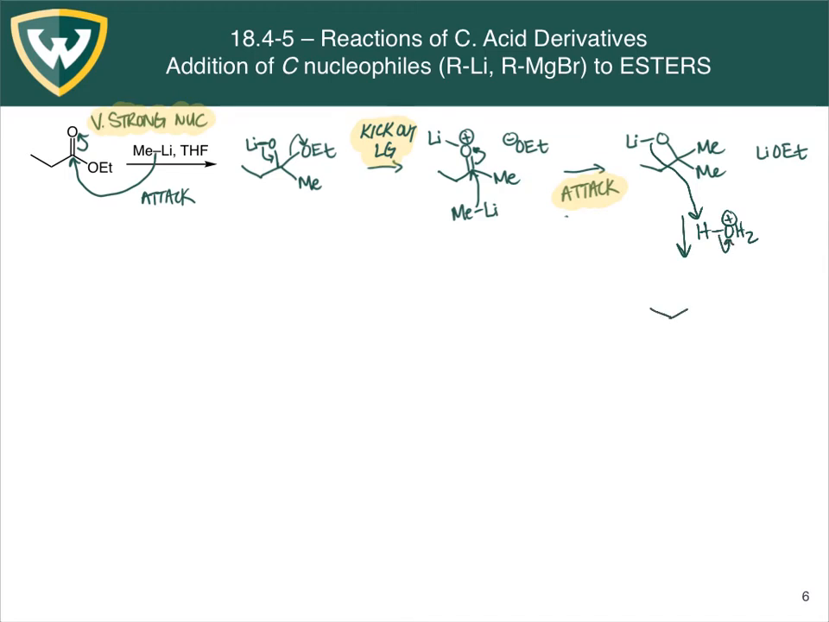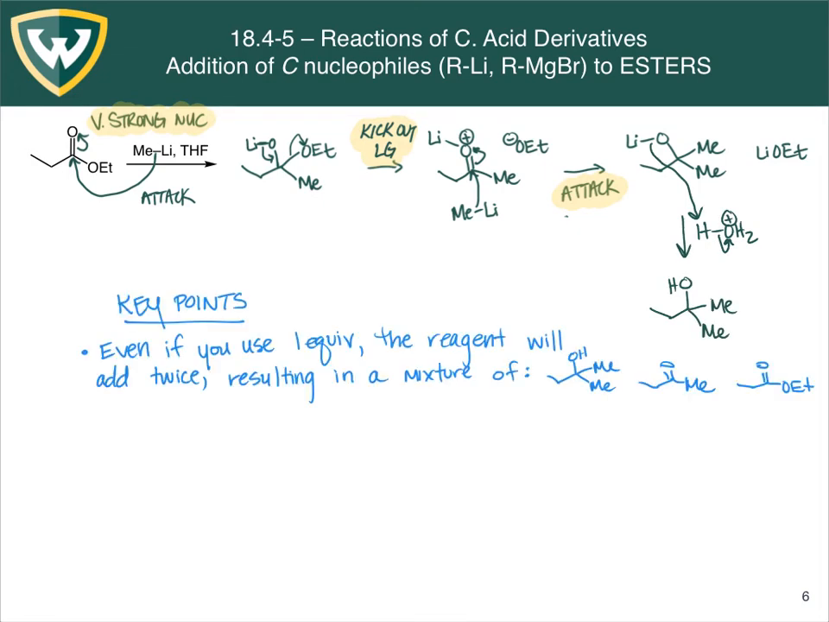There are a variety of ways you can do that, and this is going to lead to the formation of a tertiary alcohol. So just to reiterate a couple of key points, even if you use only one equivalent, the reagent is going to add twice. So this is going to result in a mixture of the tertiary alcohol, the ketone, and the ethyl ester.